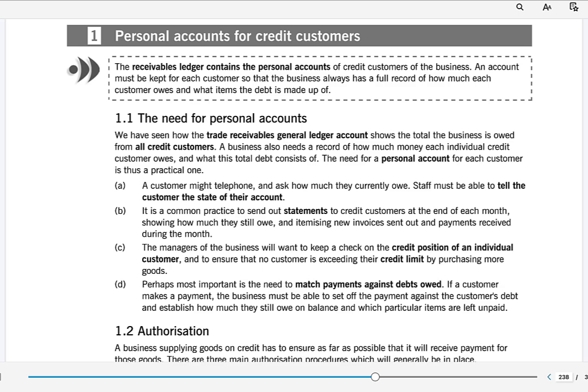Reason 4. Credit control and credit limits. A business often sets a credit limit for each customer. If you do not have an individual account, you cannot control whether the customer is within their limit or exceeding their limit. Reason 5. Matching payments against debts. When a customer pays, the business must record that payment and match it against what the customer owes. Otherwise, the business might think a customer has not paid when they have, or allow more credit when the customer is actually overdue.